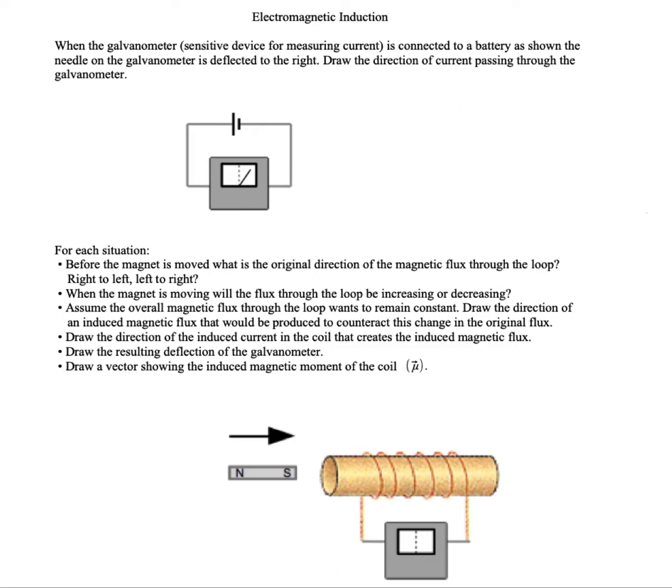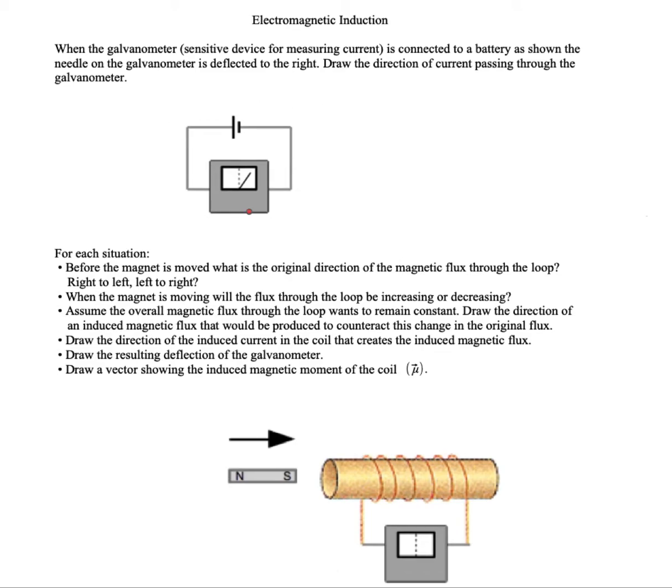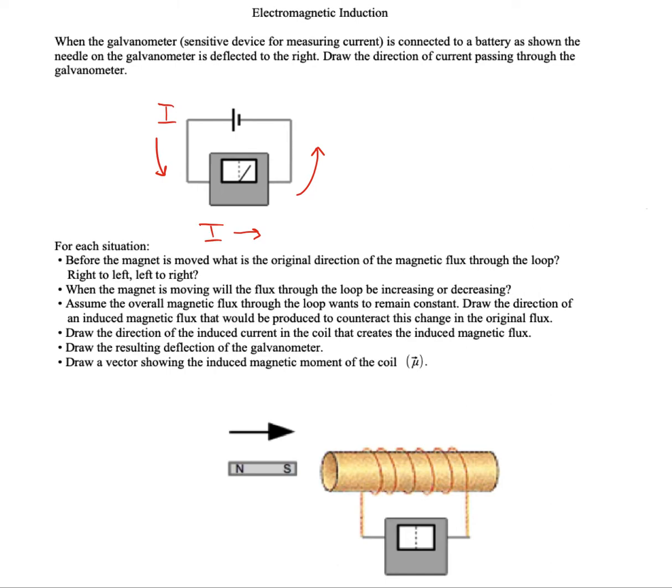The galvanometer shown at the top is a device for measuring current. I'll use this as a reference for how to detect the direction of current in the situation below. Here we see that current is flowing to the right through the galvanometer. And when that happens, the needle on it is deflected to the right. Now we want to see which way, if any, will the galvanometer needle be deflected below.